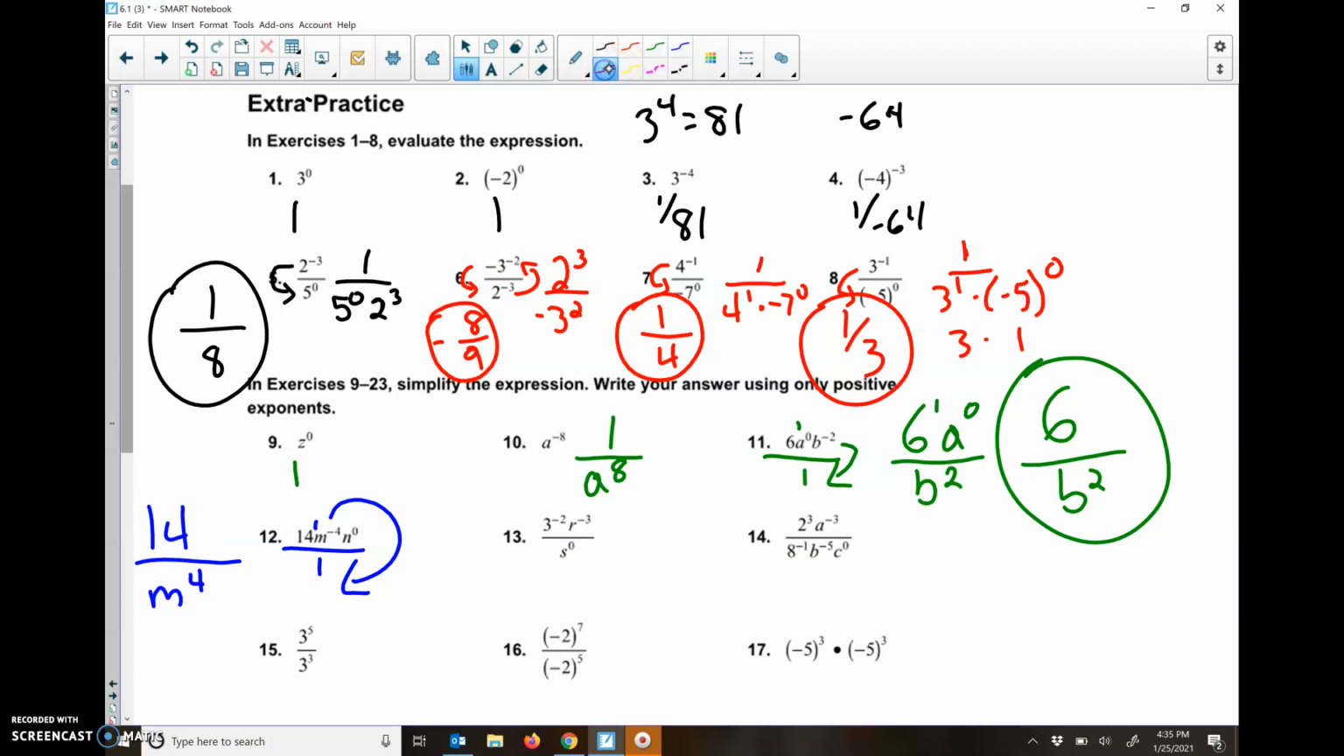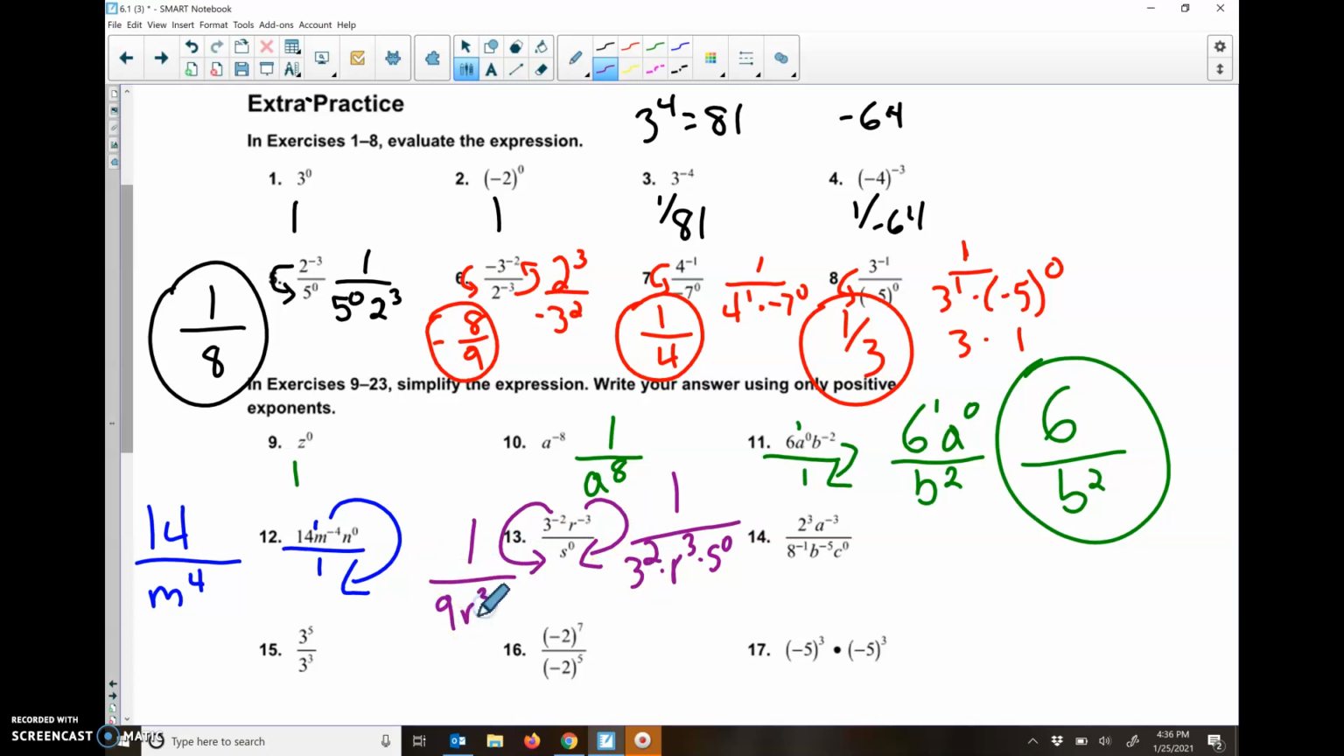Okay. 13, we have a 3 to the negative 2nd power. That needs to switch sides. We have an r to the negative 3rd power. That needs to switch sides. And we have an s to the 0 power, which is just 1. So if I'm rewriting this, I'm left with 3 to the negative 2nd, 3 to the 2nd now, times r to the 3rd times s to the 0. And we can just simplify that. 3 squared is 9.